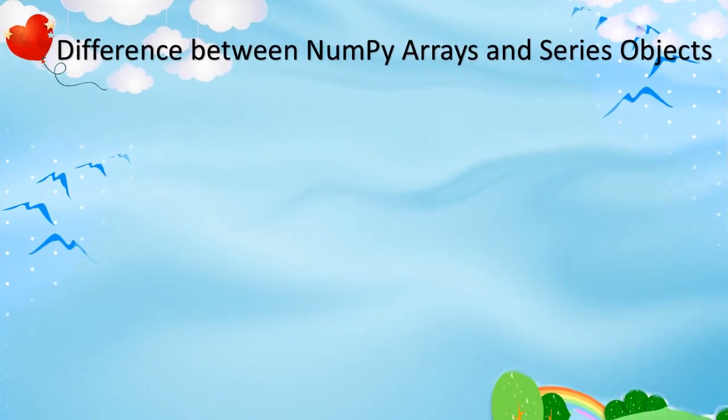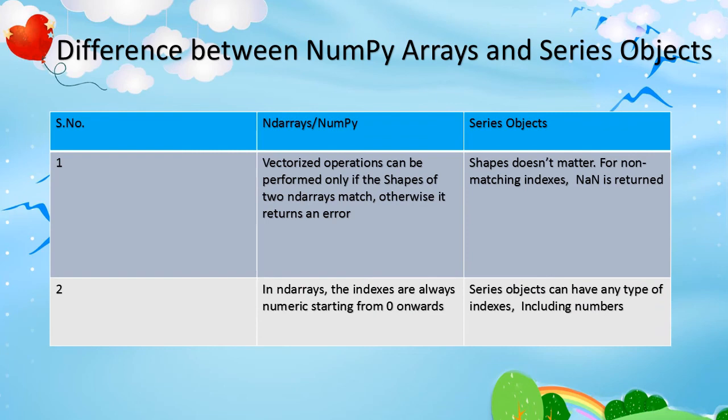And the difference between numpy and series object is that in a numpy object, when we are doing vectorized operations, both array sizes should match, otherwise it shows that the shape must be matched. But in the case of a series object it's not a problem, even though the indexes are not matched, it returns not a number. And in numpy arrays the index position always starts with a number, from 0 onwards. But in series objects we can give any index, any letter, strings, a number, anything. By default it starts from 0.